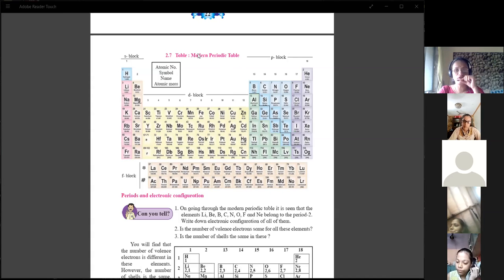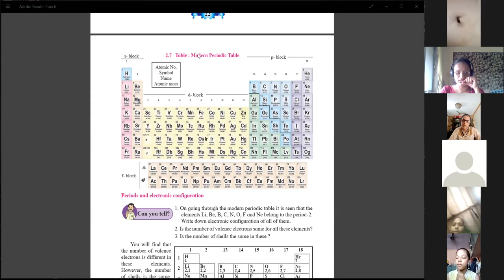Now question number 4. Which of the above elements have the biggest and the smallest atom? Biggest? Lithium. Smallest? Oxygen. Then the next one.